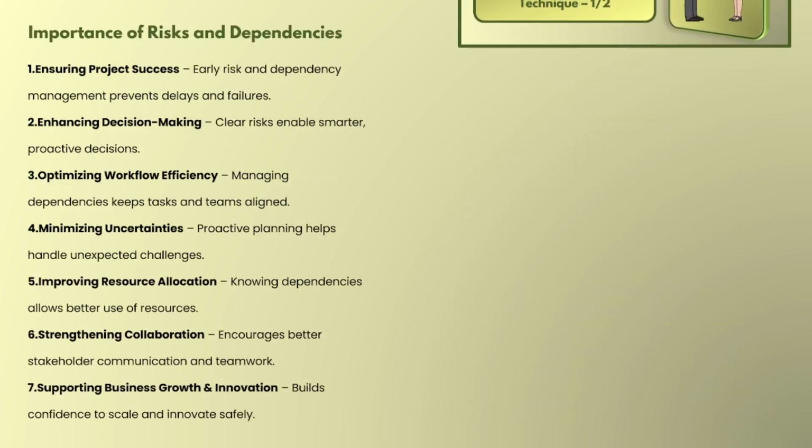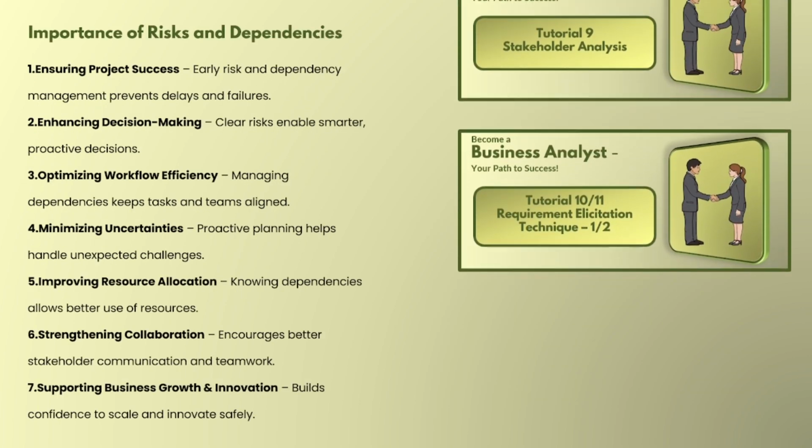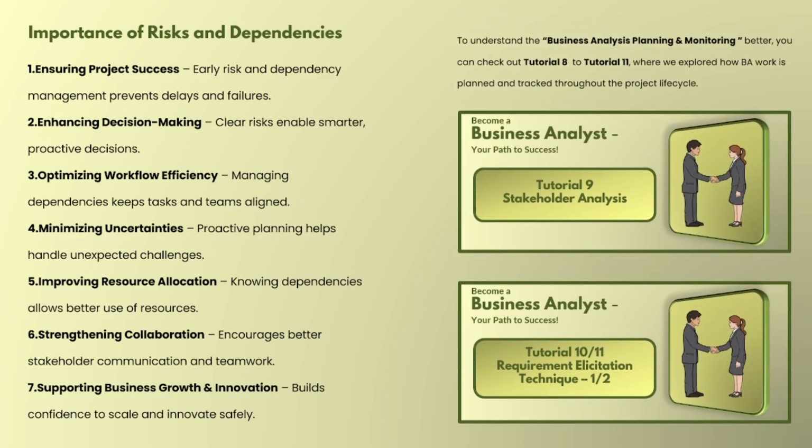Now let us check the importance of risk and dependency. First, ensuring project success. Early risk and dependency management prevents delay and failure. So project success is ensured by identification of risk and dependencies. Then enhance decision making. Then it helps in optimizing workflow efficiency. It helps also in minimizing uncertainties. Then improving resource allocation. Then strengthening collaboration, and finally supporting business growth and innovation. So overall we can say that identification of risk and dependencies and mitigating them is very very important in the success of a project.